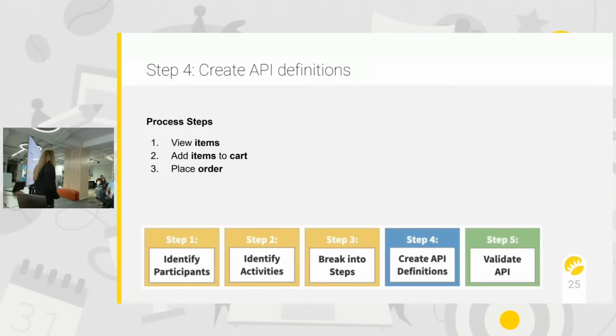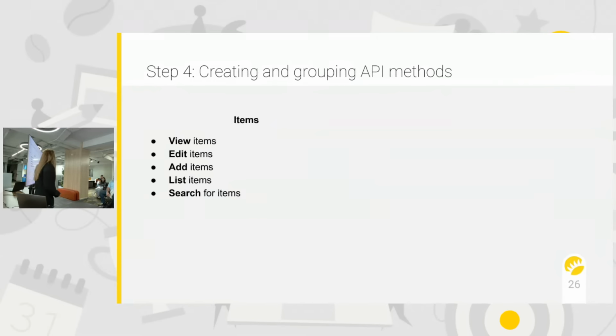So in order to create API definitions, we have these process steps: view items, add items to cart, and place order. What we need to know is that these are actually our API resources.